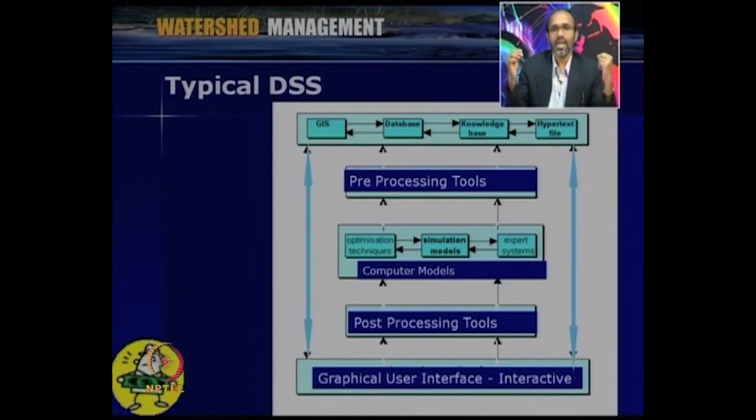So, in a typical decision support system, mainly there will be three components. One is the pre-processing tools, second is the modeling tools like computer models, and third is the post-processing tools. So now, as we can see, this is the typical structure of a decision support system, and depending upon the decision support system, various modeling is to be done, and various components can be there within the system.